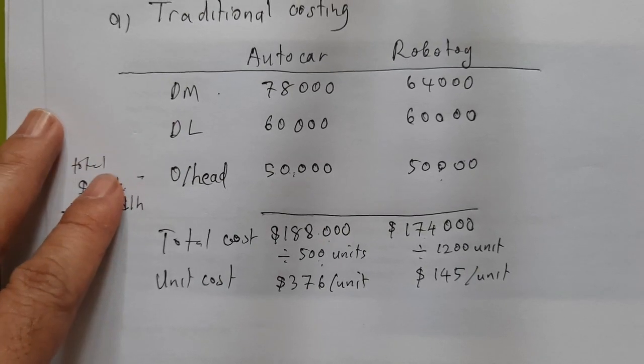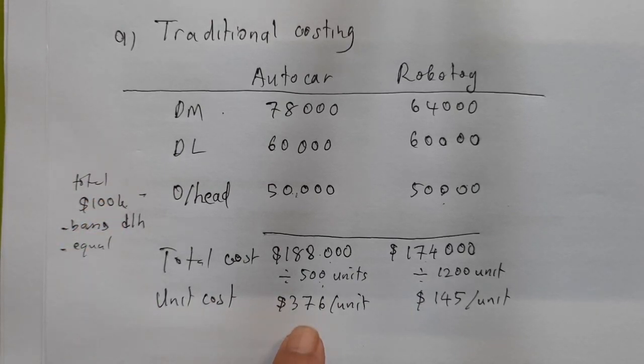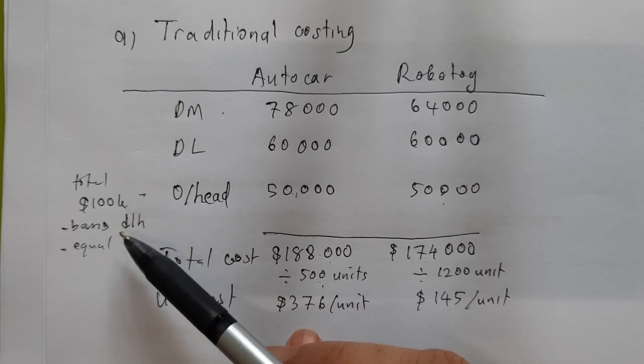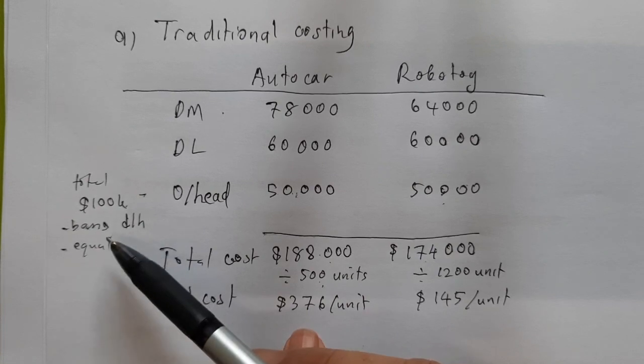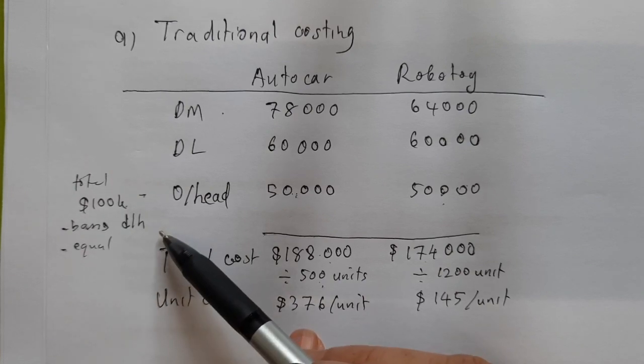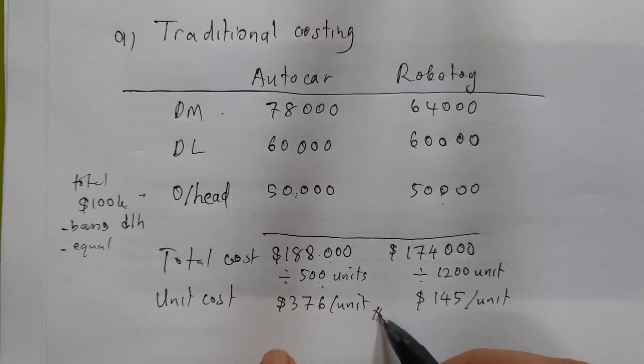Okay, this is the way to calculate the cost per unit product using traditional costing. When you use traditional costing, the most common basis of allocation for overhead is direct labor hour or machine hour. That is the most common one. Okay, so now you have answered the first question.